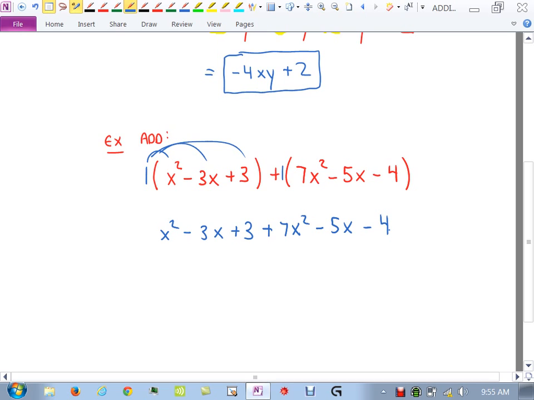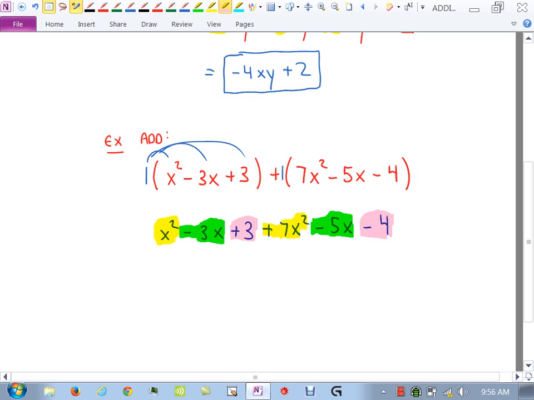So we've eliminated all the parentheses, and now we look at what remains. We try and identify like terms. So I'll highlight them. I have an x squared, right? Do I have any other like terms? 7x squared. Positive 7x squared, right? I have a negative 3x. And over here I have a negative 5x. And then the 3 and the negative 4 out here are like terms. So those are my like terms, color-coded.